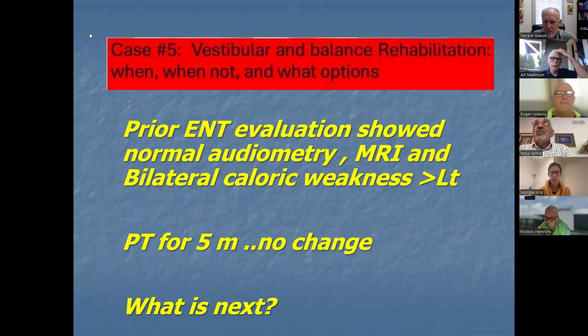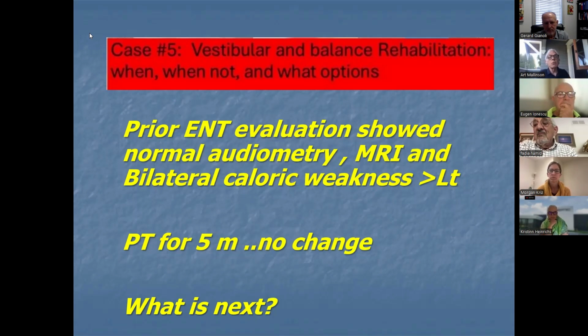Art, you wanted to say something, Art? Yep. I would agree with Jerry, and it's so important and so useful to have caloric testing done. The initial attack, well, 6 weeks ago or whenever it was, could have wiped out one side, or might have partially destroyed one side. And as we know, compensating for a partial loss is much more difficult. It might be some fluctuation on the bad side. So it's good to have calorics to try and document if there's any function left.